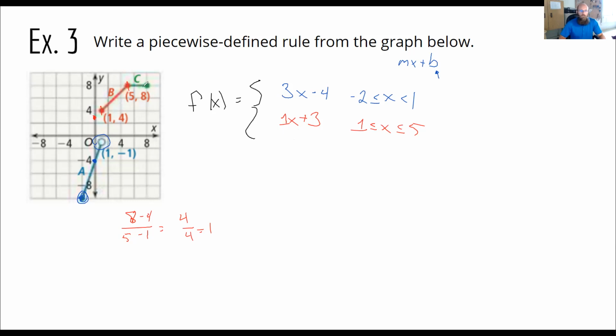And the last one is green, and green is a flat line, which is just going to be a number. It's whatever this number is here, so it's just 8. And which x values does that happen? Well, it's just from 5 to 8.